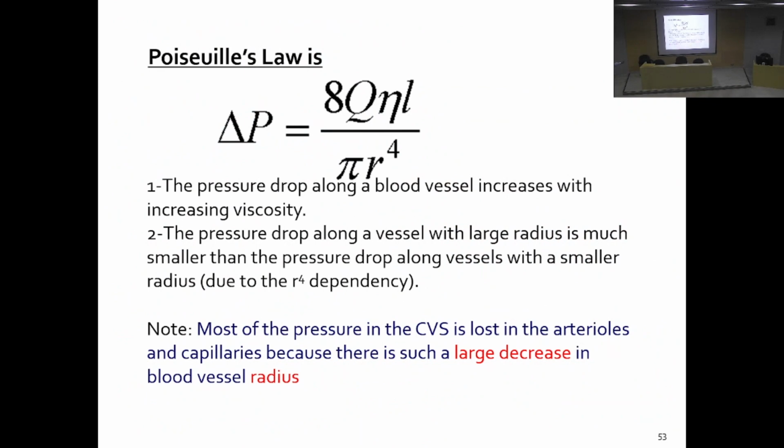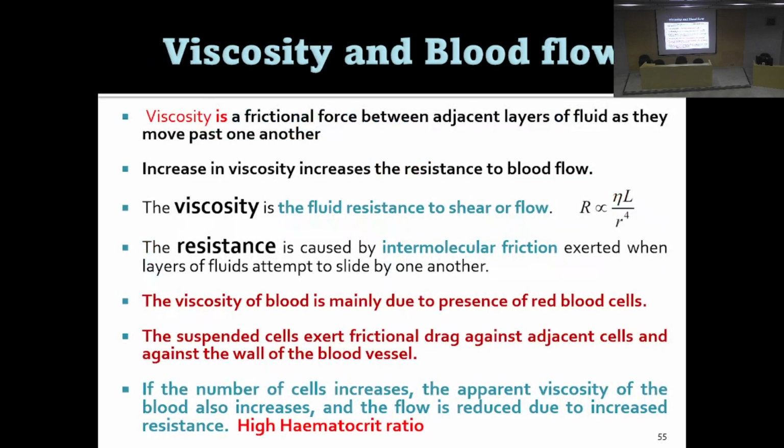This note, yeah? Most of the pressure loss in the cardiovascular system, you can write it down, yeah? It's in the arterioles and capillaries because of such a large decrease in radius. Okay? And later on we display something to tell you these things.